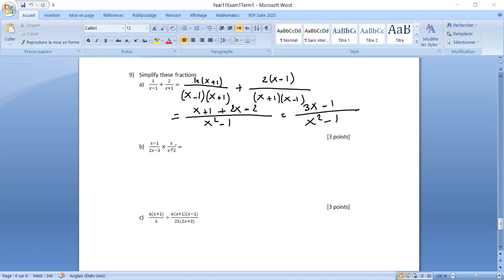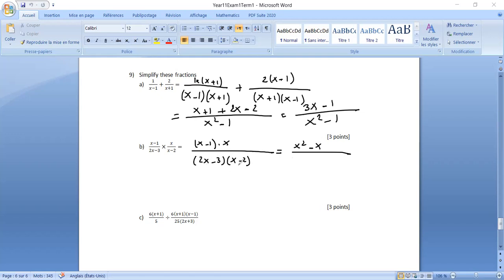Now here I have the multiplication of two fractions. The multiplication of two fractions means I'm multiplying the upper parts together, so x minus 1 times x, and I'm multiplying the lower parts together, so 2x minus 3 times x minus 2. And expand this. So x times x is x squared. Negative 1 times x is minus x, and then I need to expand this.